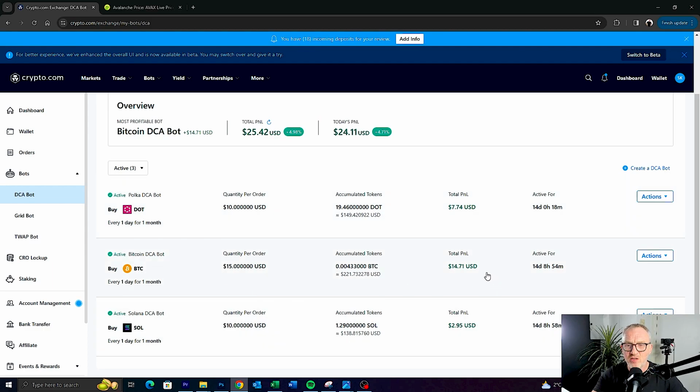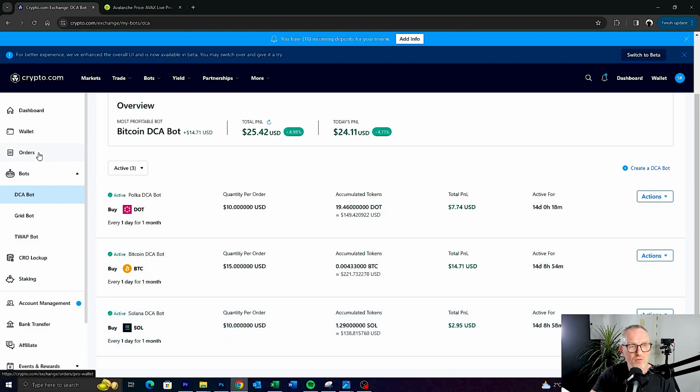Bitcoin, I'm buying $15 every single day, and Solana and Polkadot, I'm buying $10. And as you can see, they're all doing okay at the moment. $14.71 profit for Bitcoin, $7.74 for Polkadot, and $2.95 for Solana.